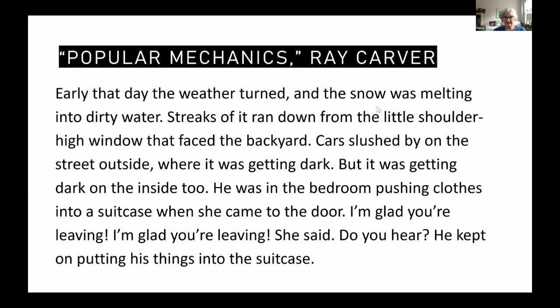Okay, now let's look at some of the other pieces of information that we have about the location. So some of the props or properties, you would call them in stage directions. What are those physical things, those other specific items in the room that might help us determine something about the meaning of this story? It was getting dark outside. There are cars slushing by. It was getting dark on the outside, getting dark on the inside too.